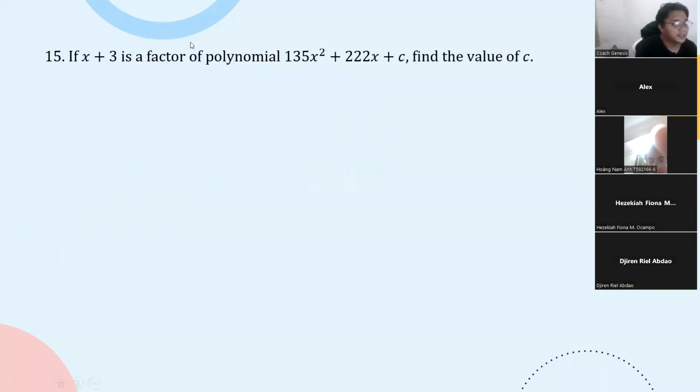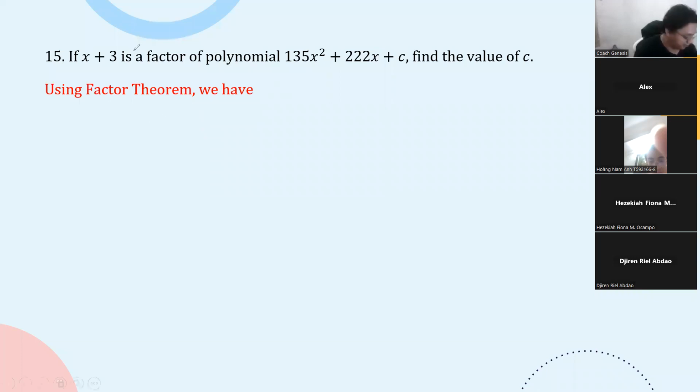Okay. So let's move on to number 15. If x plus 3 is a factor of polynomial 135x squared plus 222x plus c, find the value of c. Okay. So what do we do here? We will use factor theorem. Now, what is factor theorem?